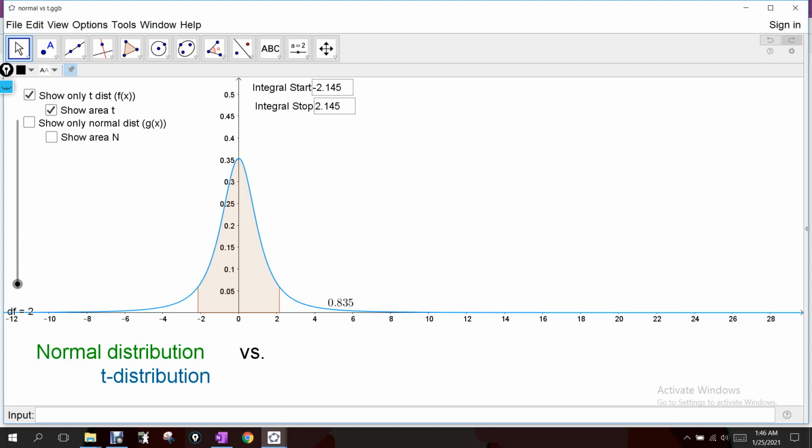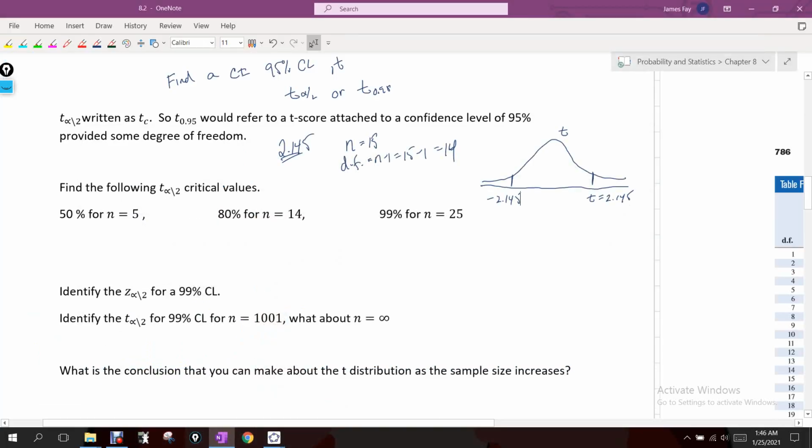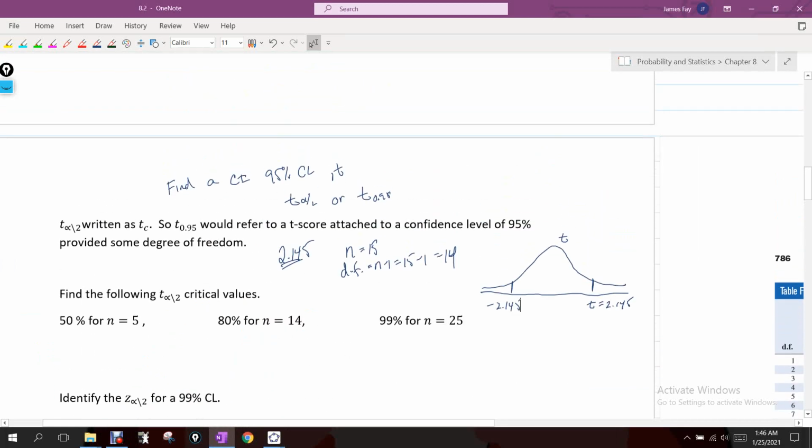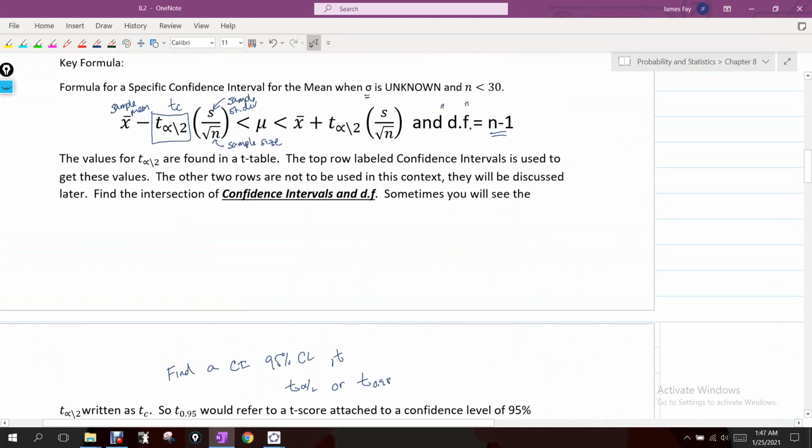So that same 2.145 number, when I have a sample size of 3, essentially I can't be as confident as I am with a sample size that's larger. Remember, we have the idea that the larger the sample size, the less the variability in regards to our mean. Okay, so that's essentially how we garner those values that we're going to use inside this formula.